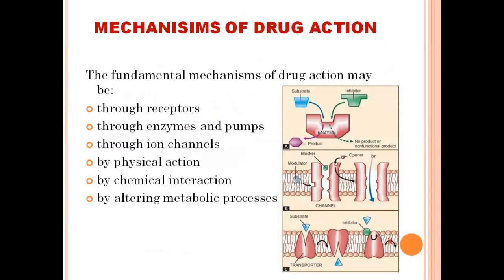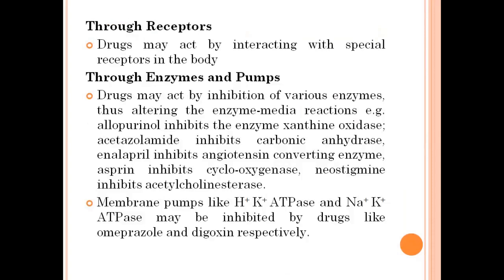So, here we can see the image. It could be through the enzymes, it could be through the ion channels or receptor pumps, or it could be through some physical or chemical interactions. So first, through receptors. Drugs may act by interacting with the special receptors in the body. So the receptors can either take in the substance or there could be the blockage of the substance as well.